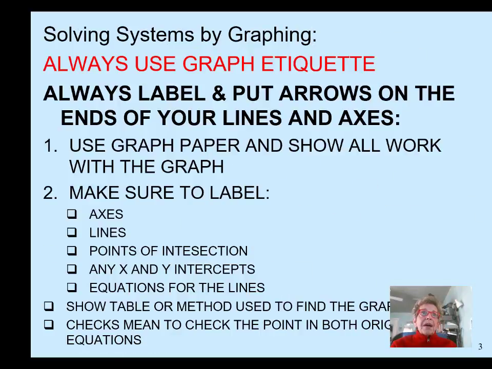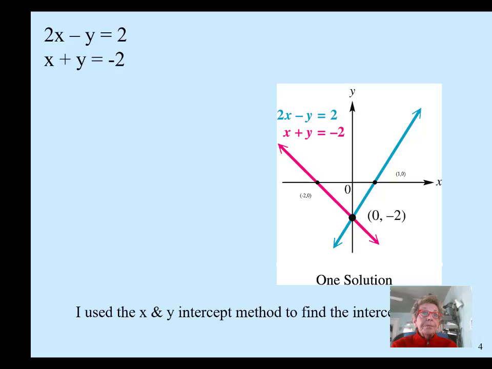I'd like to review graph etiquette for you. Solving systems by graphing: always label and put arrows on the ends of your lines and axes. Use graph paper and make sure you show all your work with the graph on the graph paper. Make sure you label the axes, the lines, the points of intersection, the x and y intercepts, and equations for the lines. Show the table or method used to find the graph, and use checks. And that means to check the point in both original equations, or maybe all three equations when we get to systems that have an x, y, and a z in them.